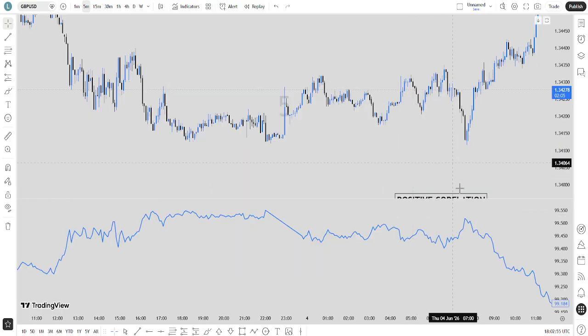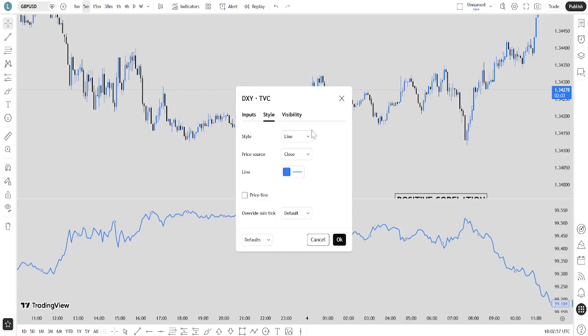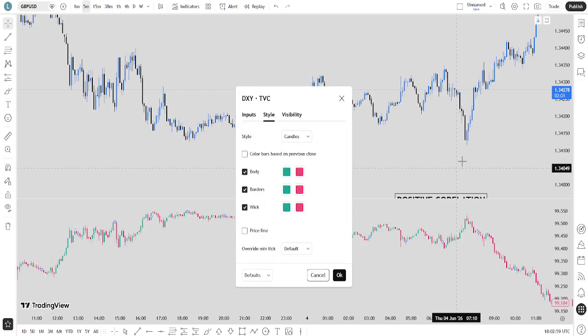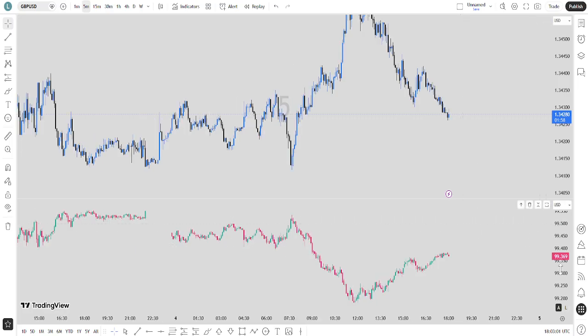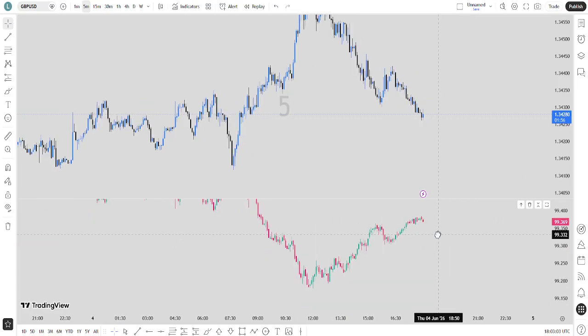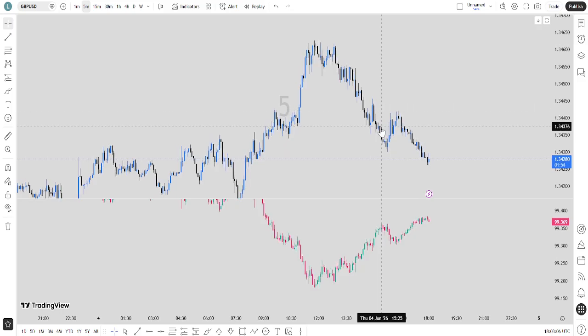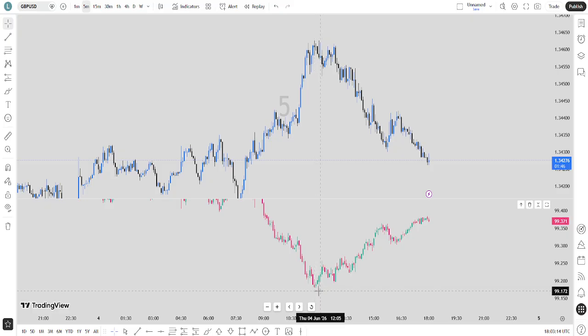When we add the DXY, we can double click here and change it to the candles. Now we have the pound USD in the upper chart and the upper screen, and we have the DXY in the lower screen. So let's just find the SMT between these two pairs.